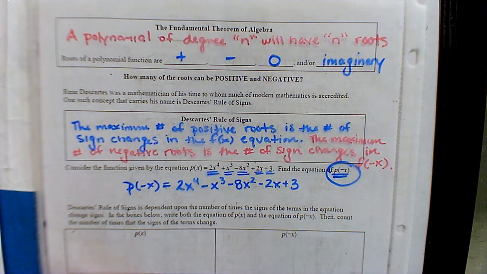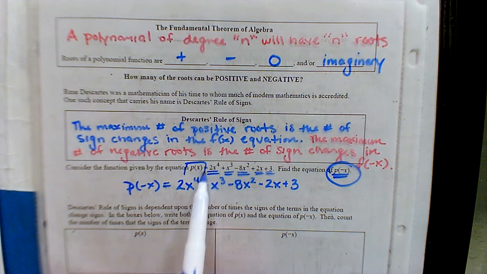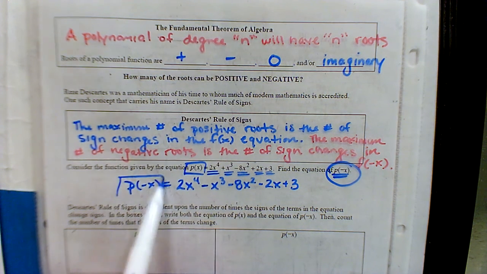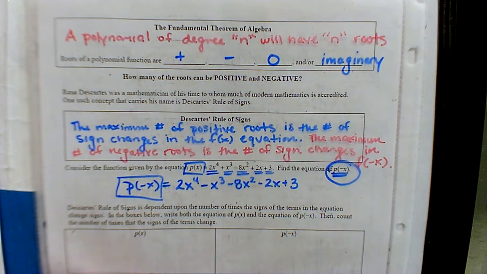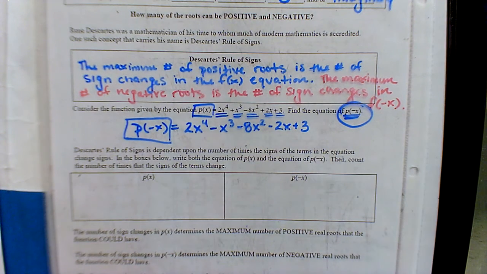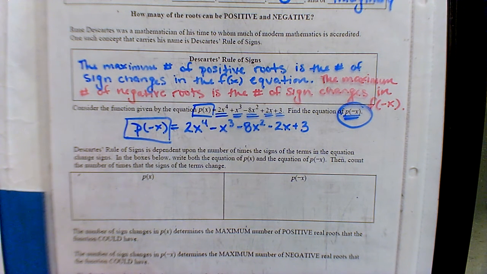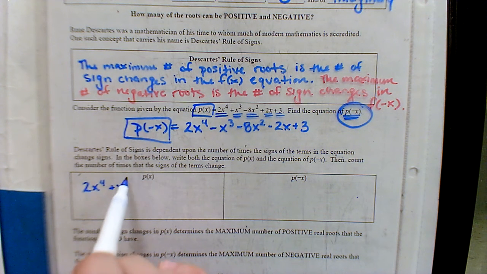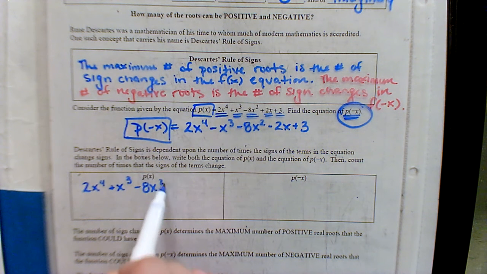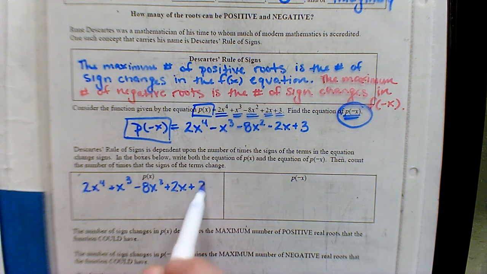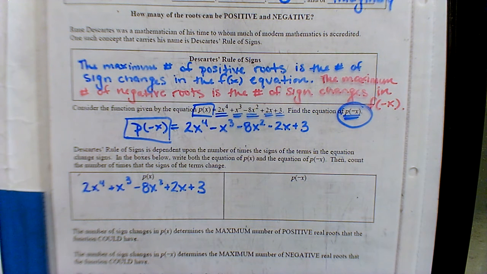All right, so now that we have p of x, the original equation, and p of negative x, this new equation, let's go ahead and try to determine, based off of Descartes' rule of signs, how many positive x-intercepts we might have and how many negative x-intercepts we might have. So the p of x equation, if we just copy it down from the top, is this long polynomial. And just like you read a book, just like you read a graph, we're going to move left to right.